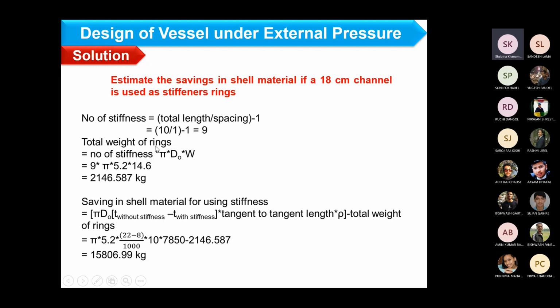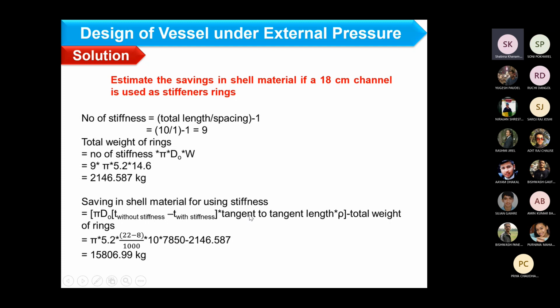We have to consider the total weight of the ring, because the weight of the stiffener per unit length is given, so you need to find out the periphery. 9 is the total number, pi Do outer periphery, into weight per unit length, right? So total 2146.58 kg of material we need to invest in the ring, in stiffening rings.